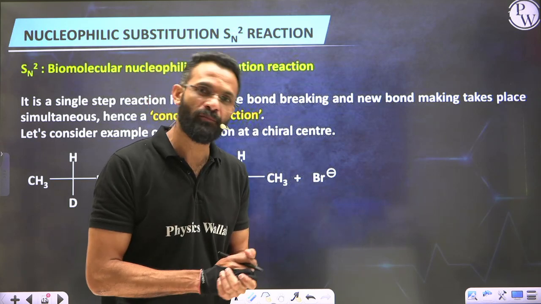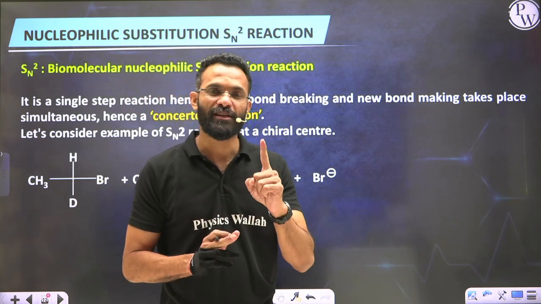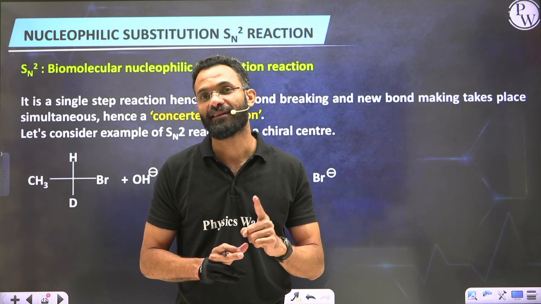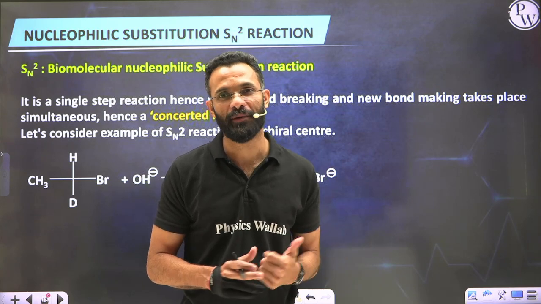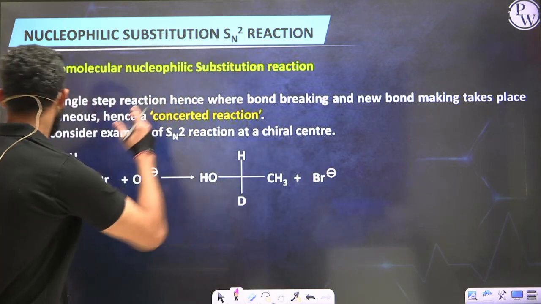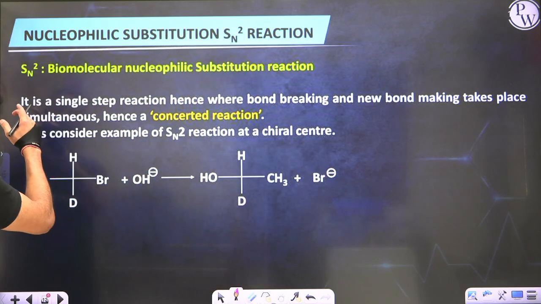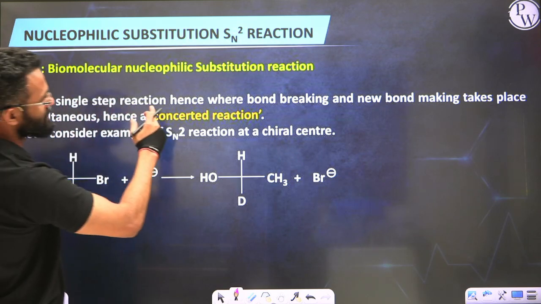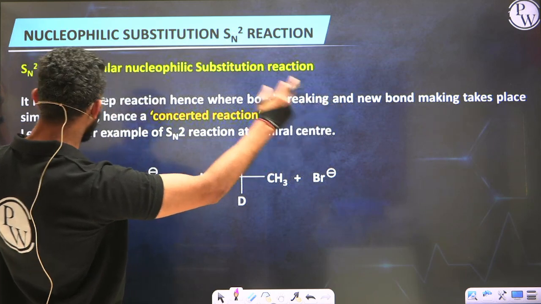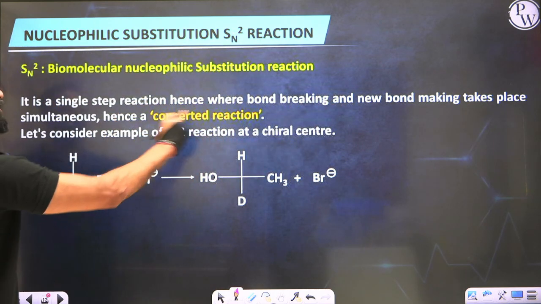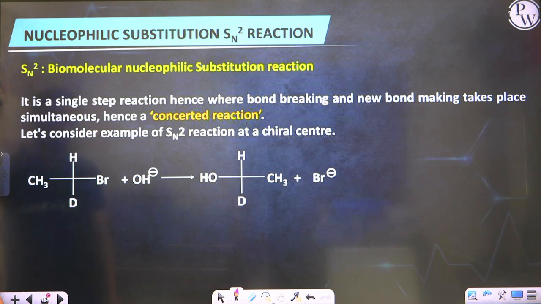Okay. So 2 important points. SN2 is just a one-step reaction and it's a concerted step. Concerted meaning bond breaking and bond making take place simultaneously. So guys, SN2 is a single-step reaction. Hence, where the bond breaking and new bond making take place simultaneously, we call it a concerted reaction. So to understand, let's take an example.